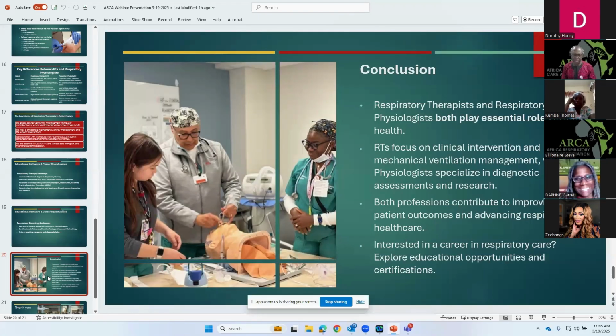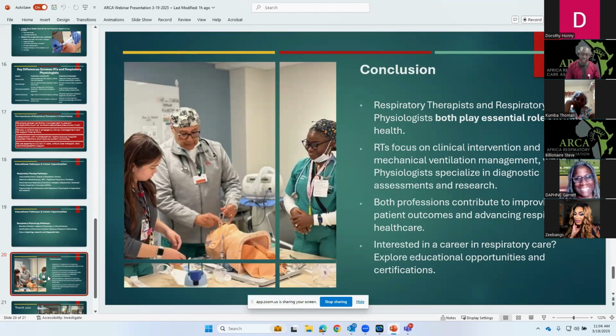The lungs, even though we have doctors that specialize in the lungs, called pulmonologists, respiratory therapists, even though we are not doctors, our expertise is in the way we actually work with the lungs. Respiratory therapists focus on clinical intervention and mechanical ventilation management, while physiologists specialize in the diagnosis and assessment of patients as well as research.